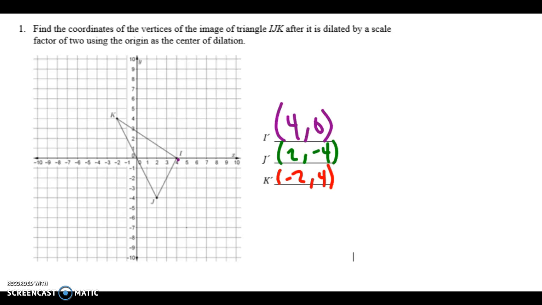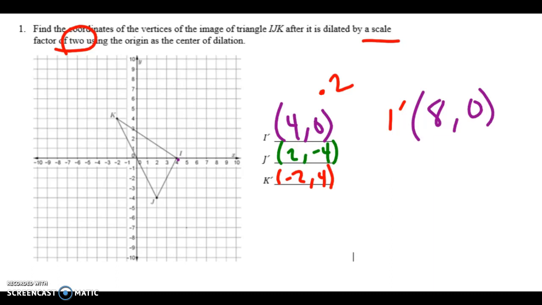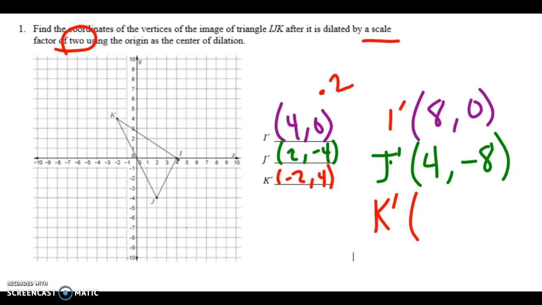Oh, these are the originals. Okay, so this is going to be dilated by a scale factor of 2. So we're going to take all of these and multiply them by 2. So I prime, let me keep the colors here, is going to be 8, 0. J prime will become 4, -8. Now, how am I getting these numbers? I'm taking these original coordinates and multiplying them by 2. And K prime is going to be -2 times 2 is -4, and 4 times 2 is 8.